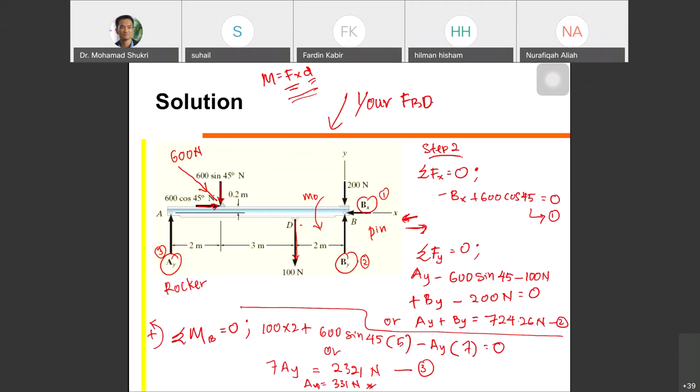So for this one also you can solve. 600 cos 45, 424 Newton, 424 Newton, right? And then you are left with equation number 2. So plug in AY into here. So you get the answer BY equals 724.26 minus 331. You get the answer 393 Newton. So you get the answer for BX, BY, and AY, right?